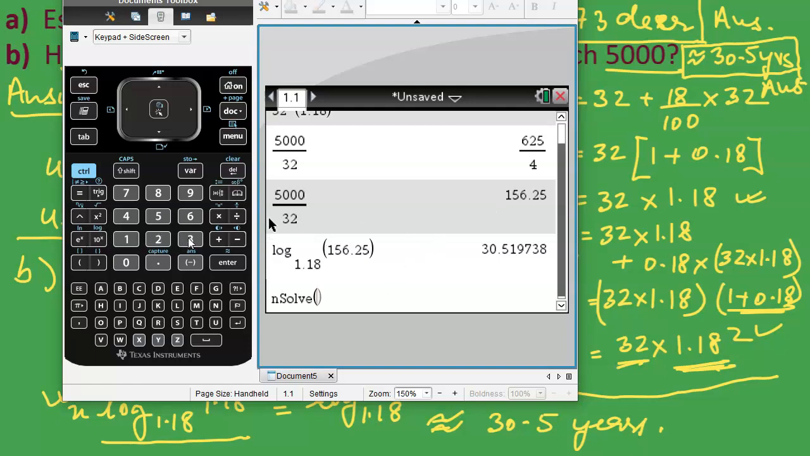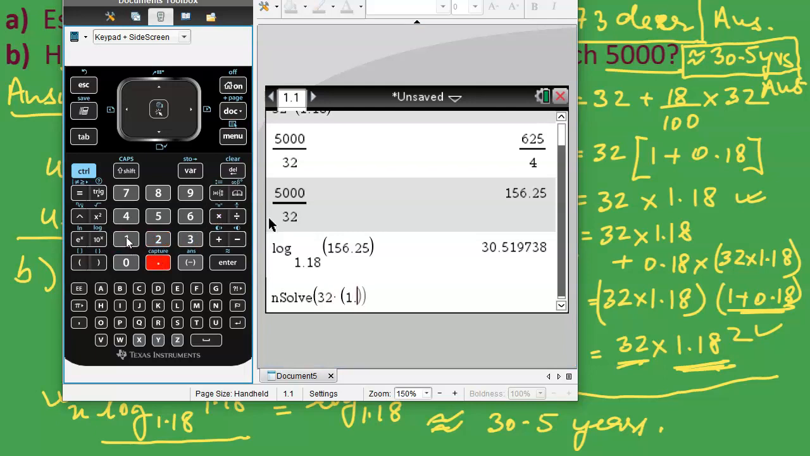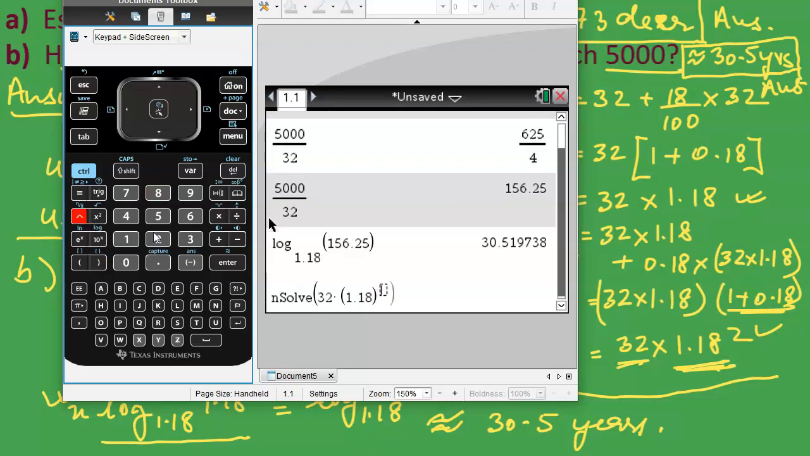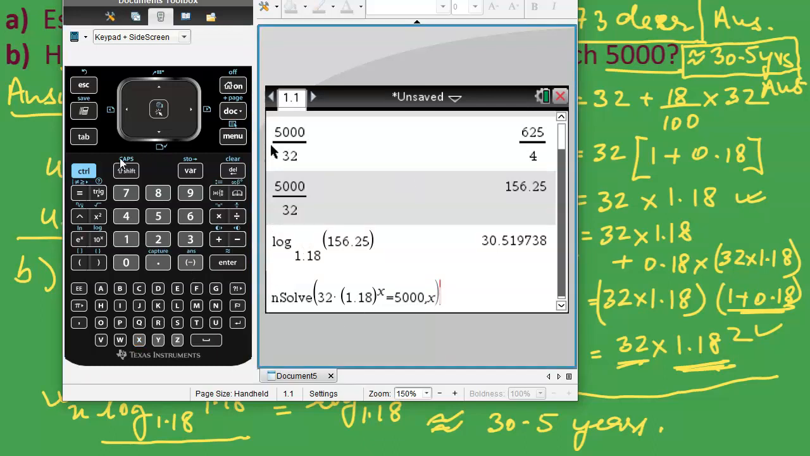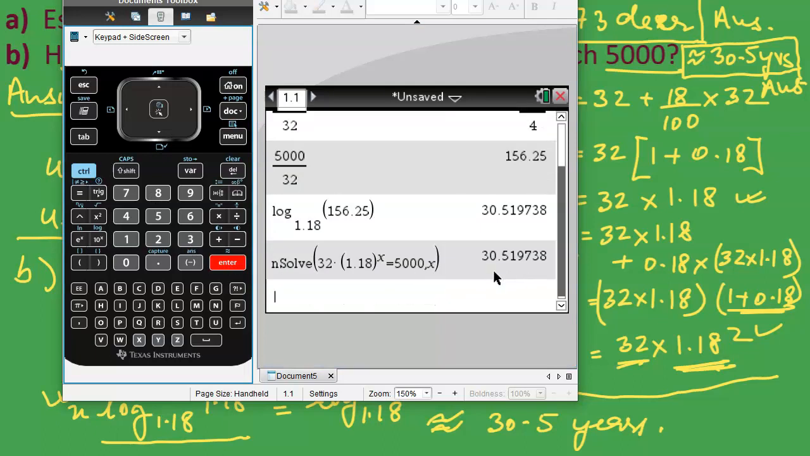So it is 32 times 1.18 to the power of, I'm taking x, is equal to 5,000, and I have to declare the variable. So the variable taken is x, and I come to this part. Fine. So let the calculator give me the answer, and you see they have given me the exact same answer that they had given me when I was using the logarithm. It is 30.519738, roughly equal to 30.5. I am not writing the NSolve thing, I am just showing you that you can get the answer by this method as well.